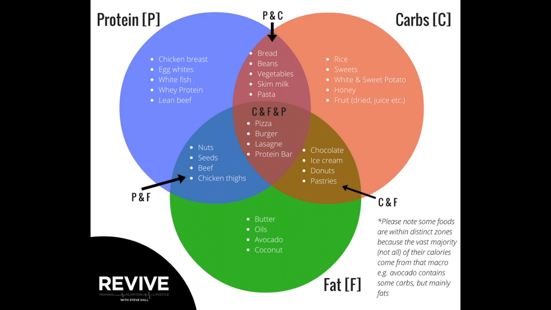And then if you look over to the protein and carb circle, things that overlap there are things such as vegetables, pasta, bread, because there's a lot of carbs in those, but there's also protein. So just understand that some foods are going to be heavy on one specific macro, but other foods are going to be a combination of different macros.